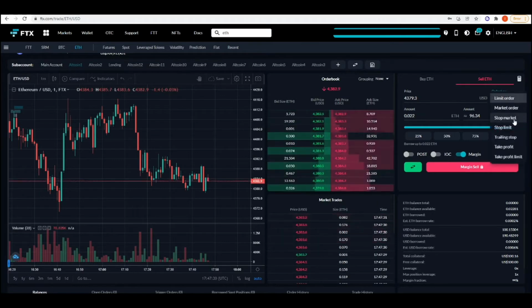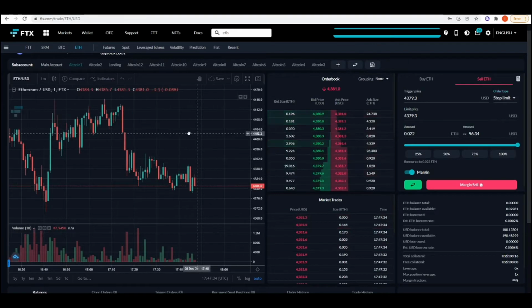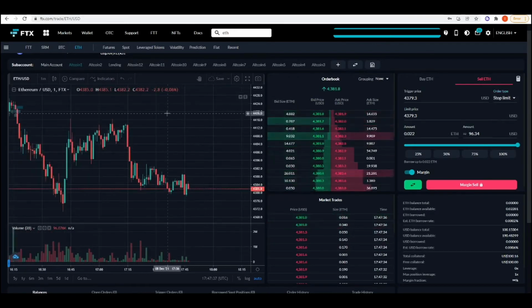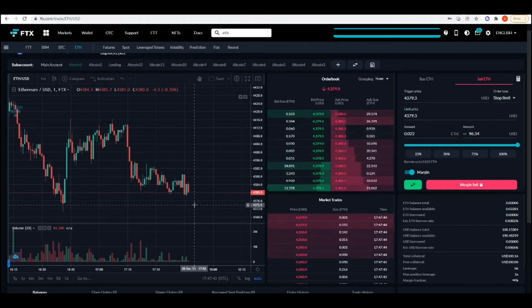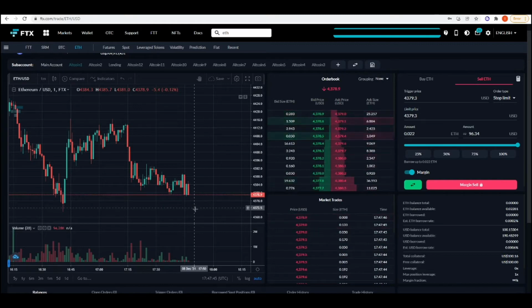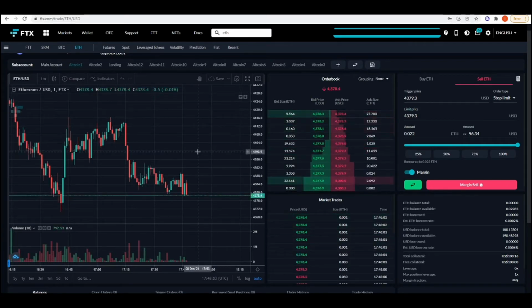You have other orders here as well, such as stop market and stop limit. A stop limit one is quite interesting. Basically with a stop limit order, you're saying once the price of Ethereum hits this certain price, we're going to then enter a short position. So for example, I could put a stop limit order at 4,370. As soon as Ethereum hits that price, I immediately open up a short position. Or I could put it at 4,400. As soon as Ethereum hits that price, then I automatically open up a short position as well.